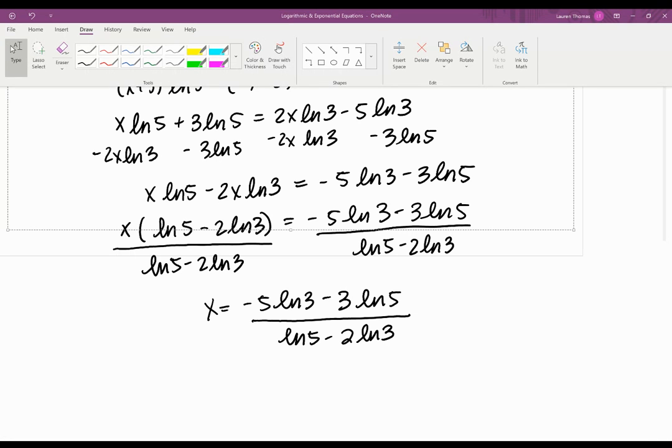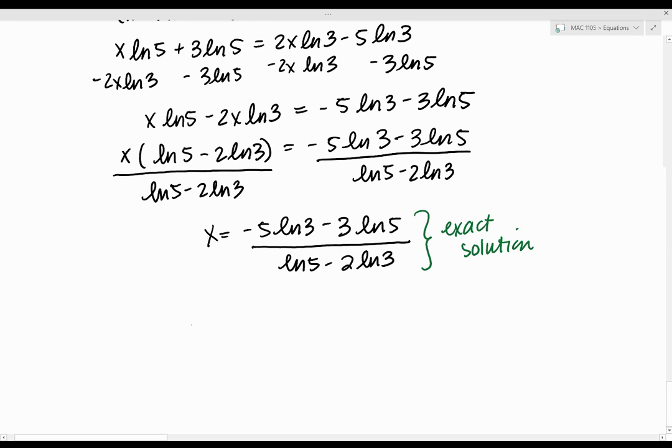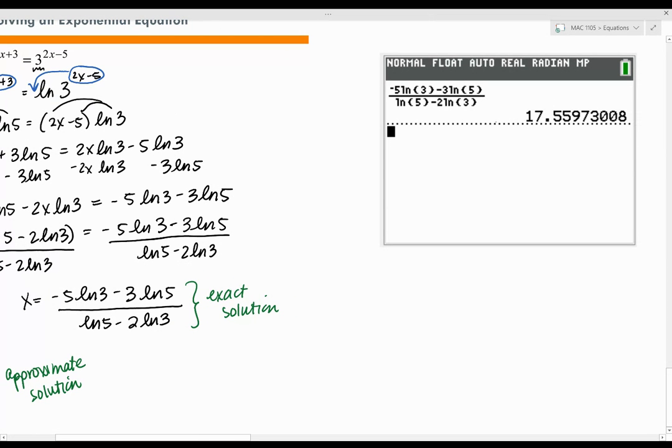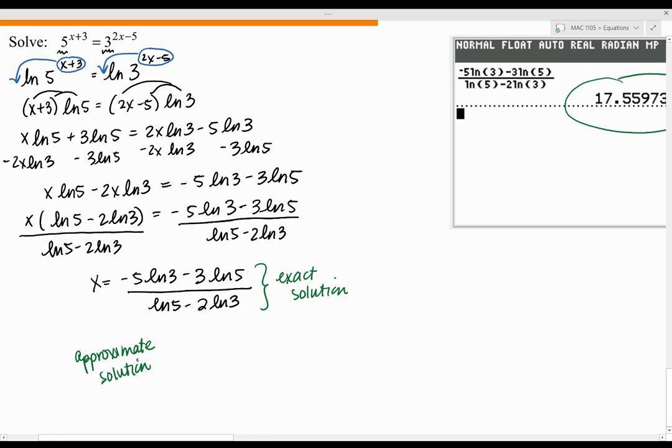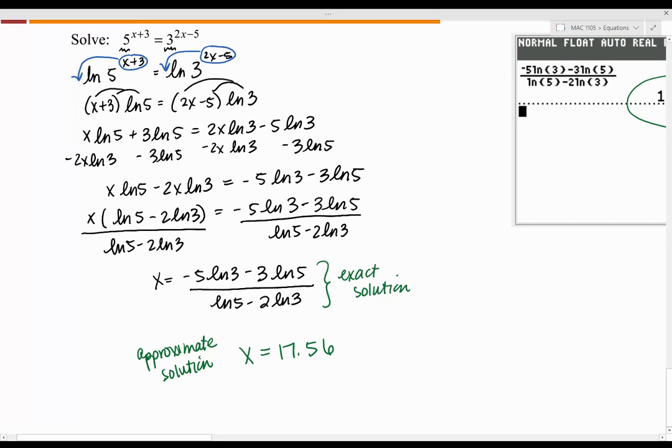Okay, now depending on how they want your answer, this answer that we just got would be called the exact solution. Okay, if they wanted the approximate solution, it would mean that we were going to plug this entire quantity into our calculator. So I could plug it in just the way that it is. When I plug it into the calculator, I get this decimal, okay? And typically they will tell you where they want you to round. So I'm going to round to 2 decimal places. So my approximate solution would be x equals 17.56, okay?